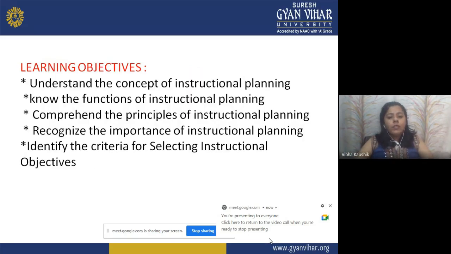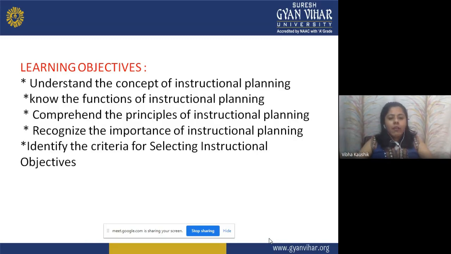Now, the learning objectives of today's topic are: understand the concept of instructional planning, which means that after the completion of this topic you will be able to understand what instructional planning is. Know the functions of instructional planning. Comprehend the principles of instructional planning. Recognize the importance of instructional planning, why instructional planning is important.